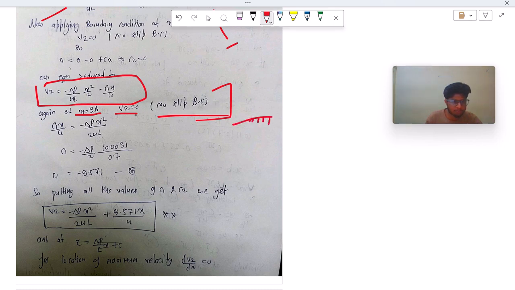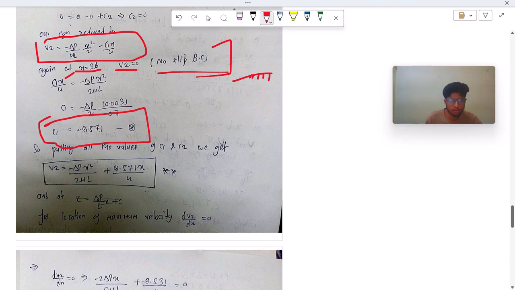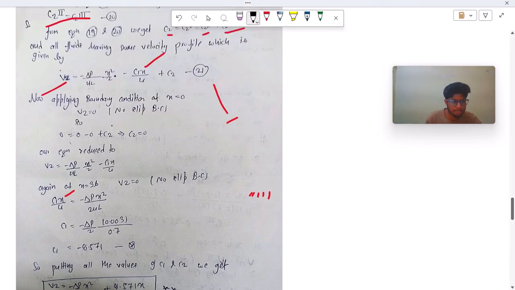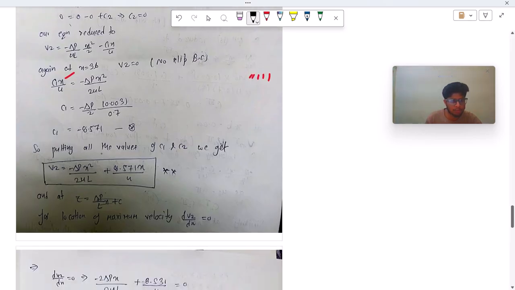From this boundary condition, if we put the values of x equal to 3b and the values of mu and delta p, we get the value of C1, equal to minus 8.571. Putting the values of C1 and C2 in equation 21, we get our velocity equation as Vz equal to minus delta p x square upon 2 mu L plus 8.571 into x upon mu.